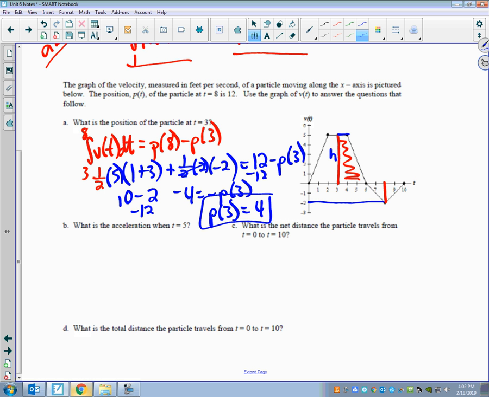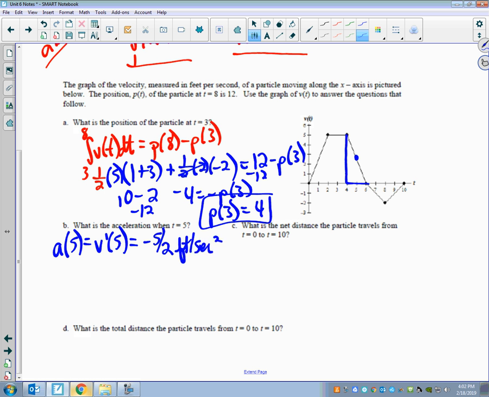Part B says, what is the acceleration at time equals 5? Well, if this is the velocity function, at 5, the acceleration is going to be like the derivative, right? The acceleration at 5 is the same as the derivative. And derivative is just slope. So at 5, can you think about what the slope is? I'm going down 5 over 2. So -5/2. And they do tell us that this is in feet per second. So we could even say feet per second squared.